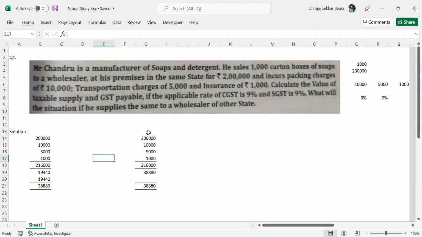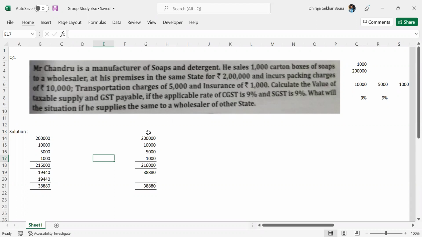Yes, that's all. The solution is simple. The only other thing is the last sentence of the question, which says, what will the situation be if he supplies the same to a wholesaler of the other state? So instead of CGST and SGST, we will put IGST, which will be 18%. Perfect. So that's the solution actually.